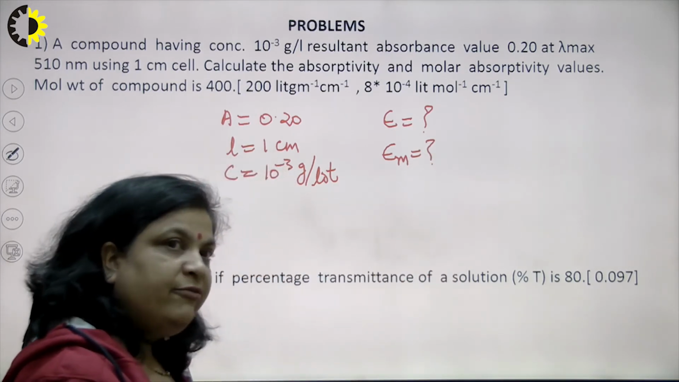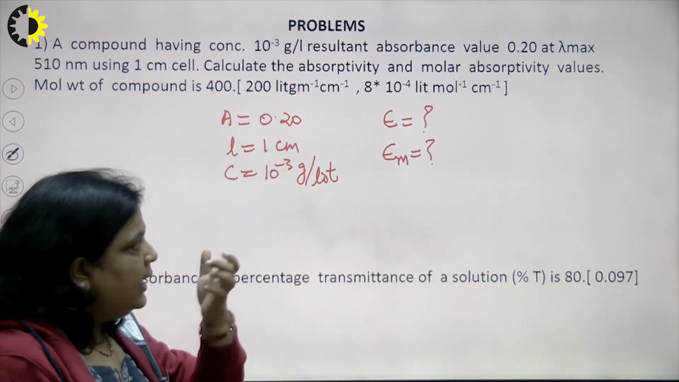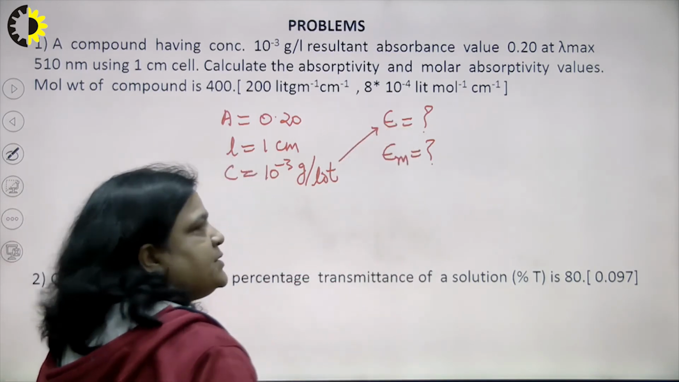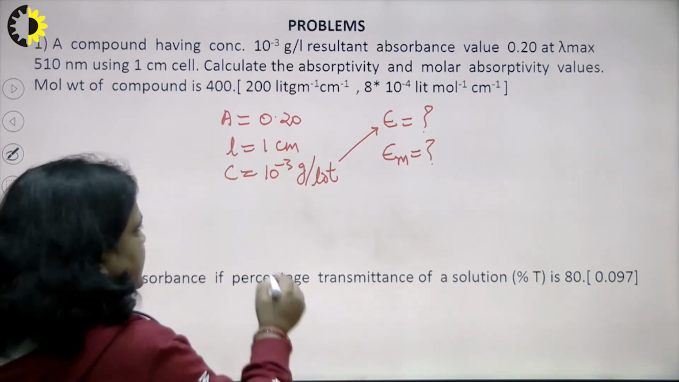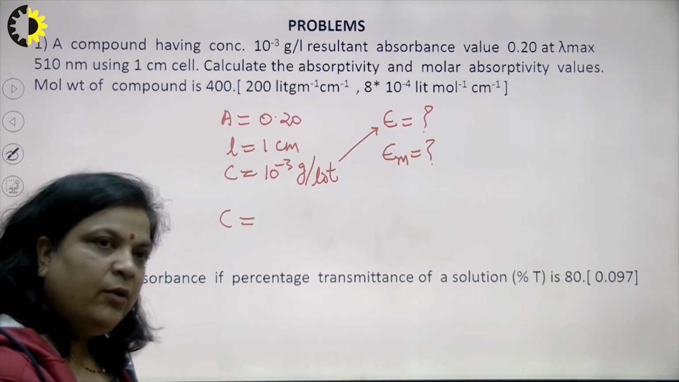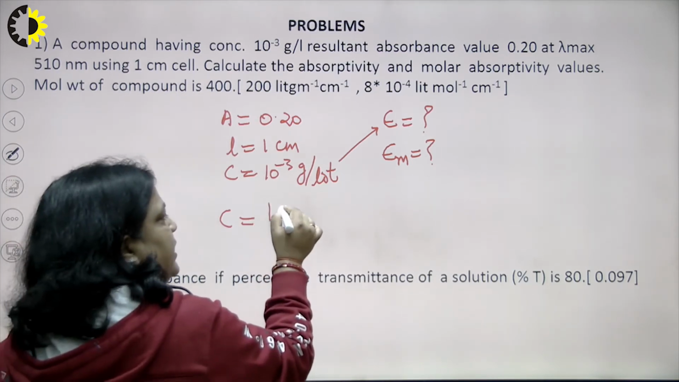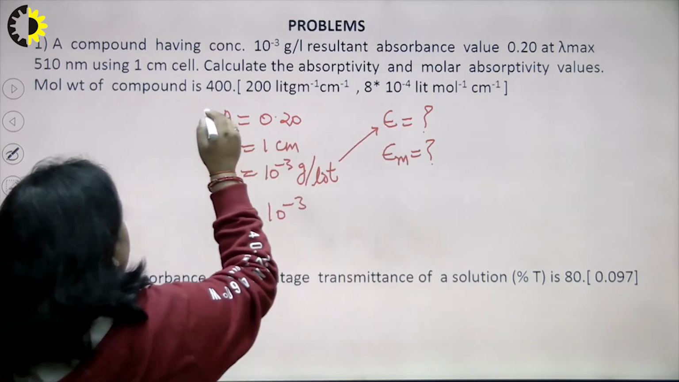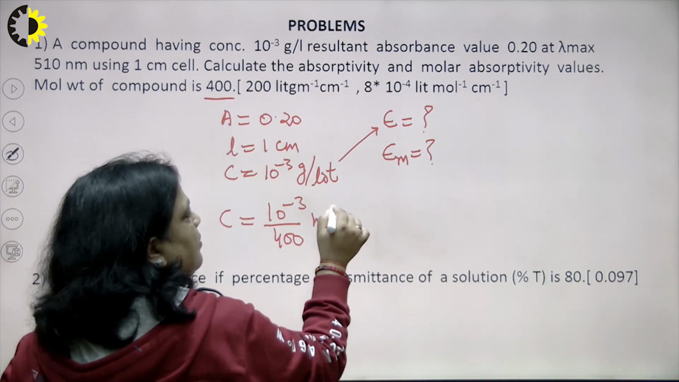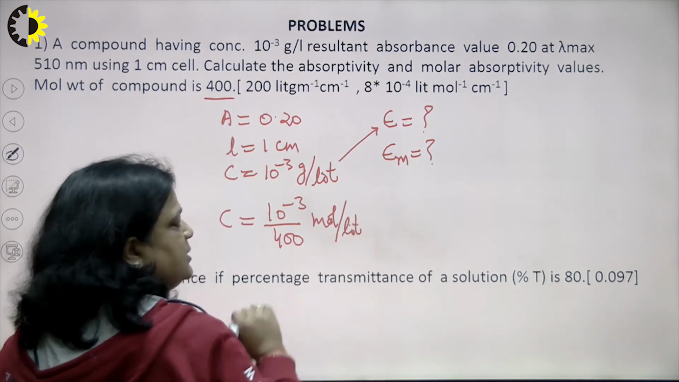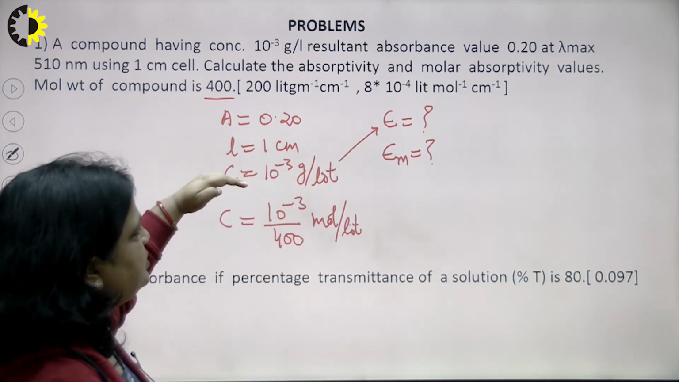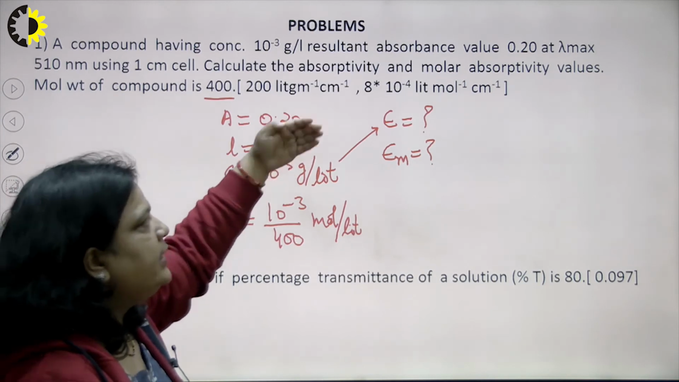And what is the basic difference between molar and simple? Concentration in gram per liter gives epsilon, and when we take concentration in mole per liter, we know that mole is equal to weight upon molecular weight. So, 10 to the power minus 3, its molecular weight should be given, which is 400. So, upon 400, it is in mole per liter. So, when we use this value of concentration, we get epsilon m, and when we use the concentration 10 to the power minus 3, we get epsilon.